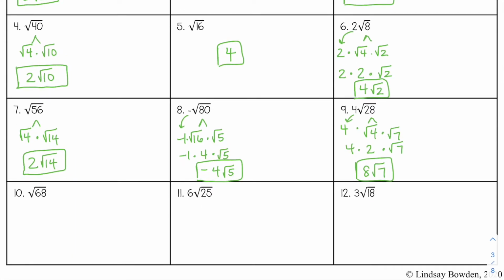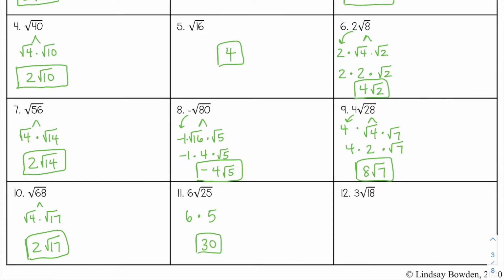All right, 68. 4 will divide evenly into 68. And 4 times 17 gives me 68. So that's going to be 2 square root of 17. All right, number 11, we have 6 on the square root of 25. Well, 25 is a perfect square, so it's really 6 times 5, because the square root of 25 is 5, which gives me 30.